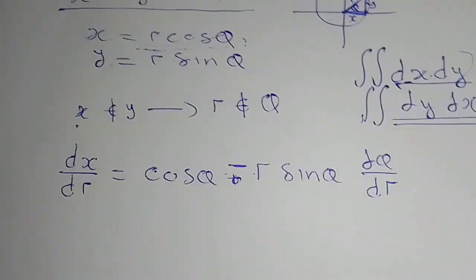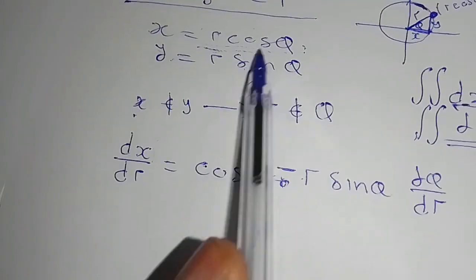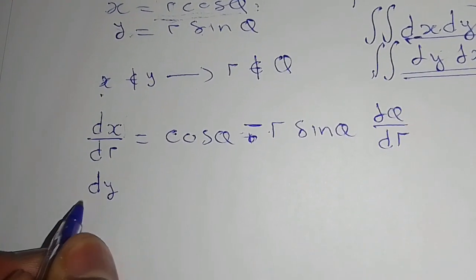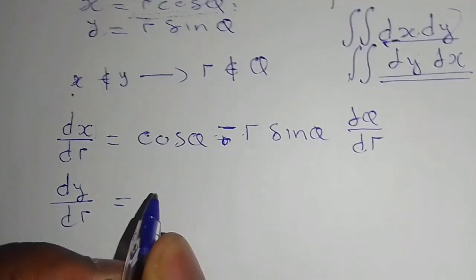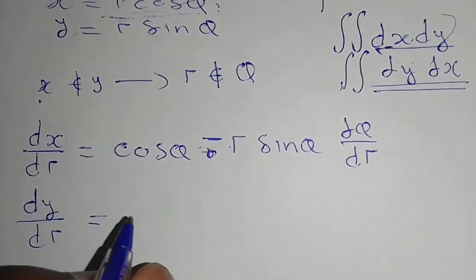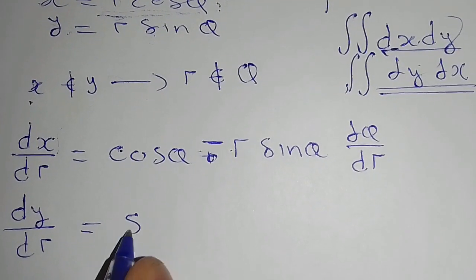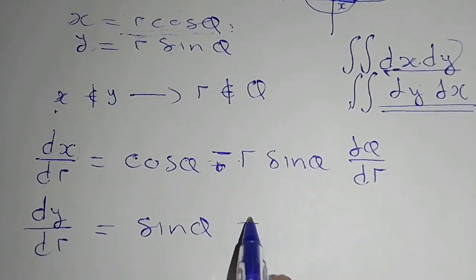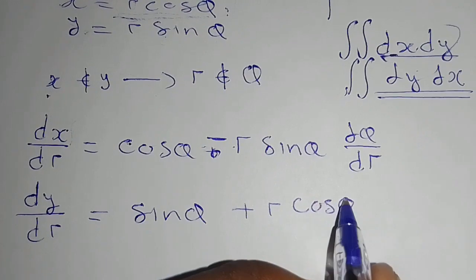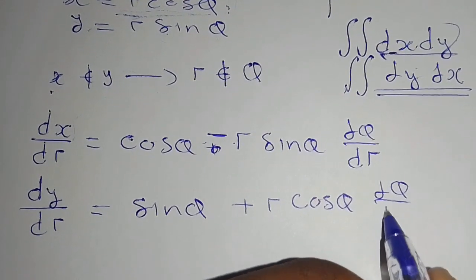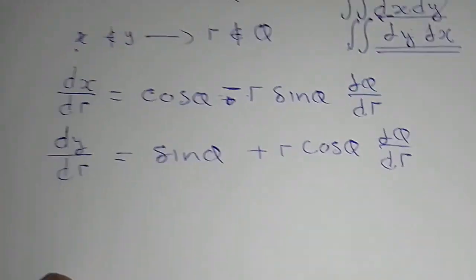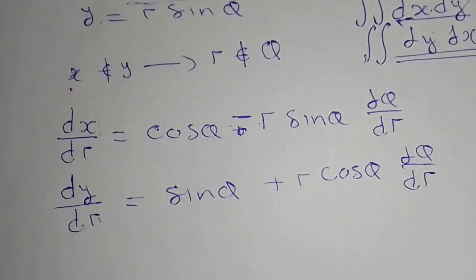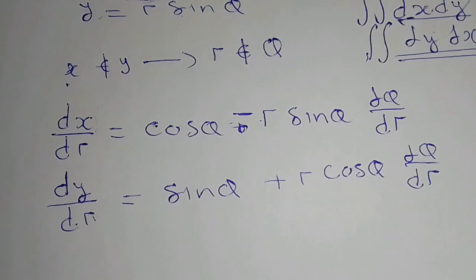That's the derivative of x with respect to r. And the derivative of y with respect to r, the derivative of r is 1, so we're just going to have sine theta. Remember, I'm applying the product rule right there. So you have sine theta plus r, and the derivative of sine is cosine, so cosine theta d theta dr. Then you have stuff like this: dx dr is this, dy dr is that. So you have those two differential equations right there.